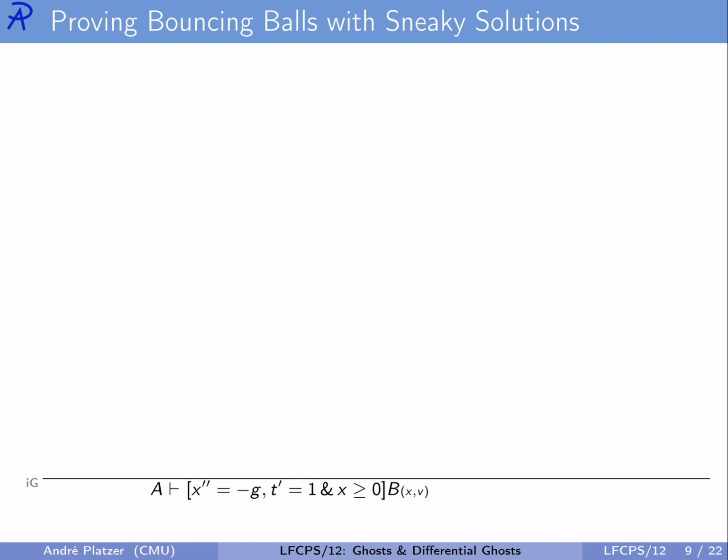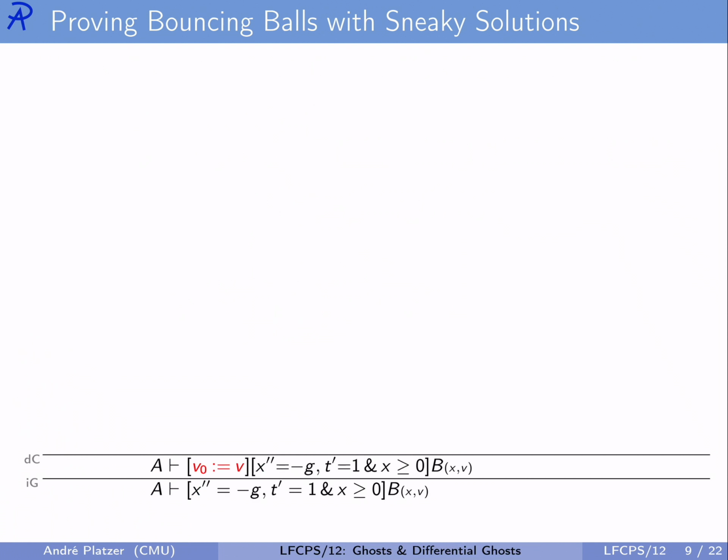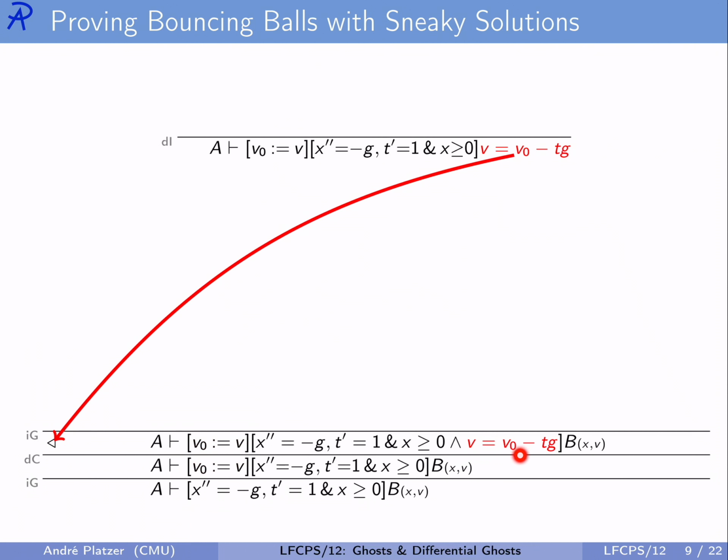Here's the question. And the first thing we do is introduce a ghost. Fortunately, we've got that proof rule now to remember the initial value of the velocity. Here we go. V naught remembers the value that the velocity used to have, such that if we ever need the initial value of the velocity in the rest of the proof, which we'll do in a minute now, we will still have a name for it. It's called V naught. Spectacular. Now we do a differential cut to prove that V equals V naught minus Tg is true, by proving that V equals V naught minus Tg is true. And then proceed a proof here to justify that this differential cut was okay.